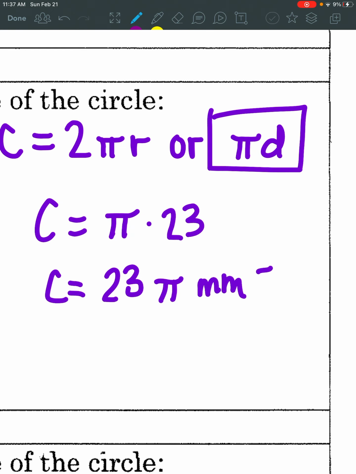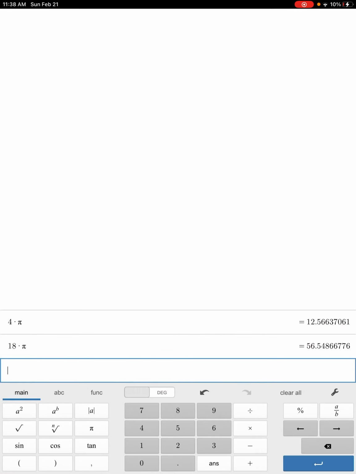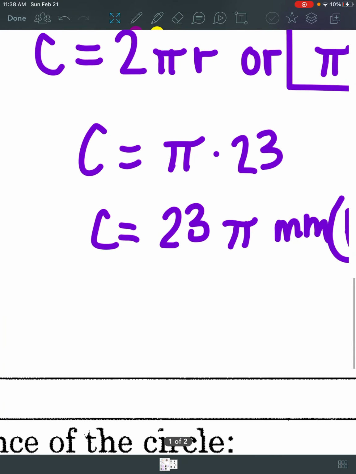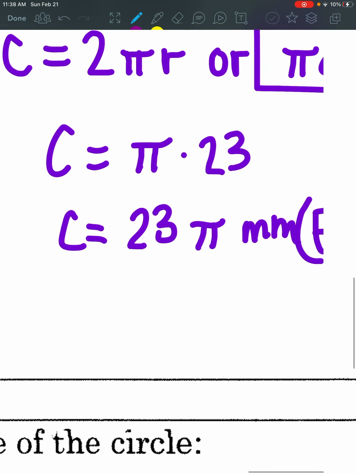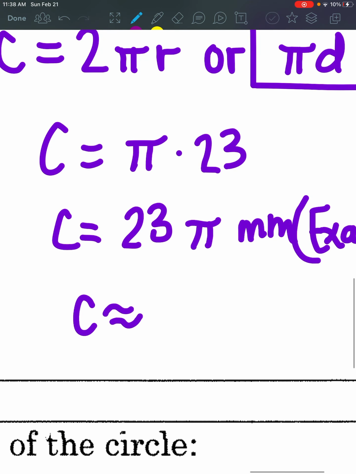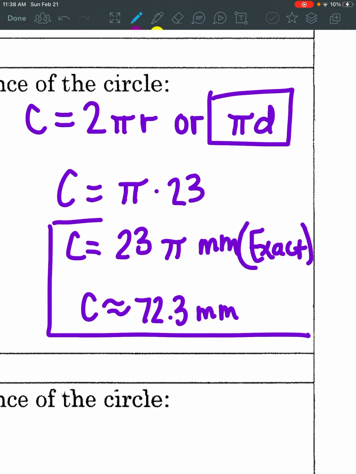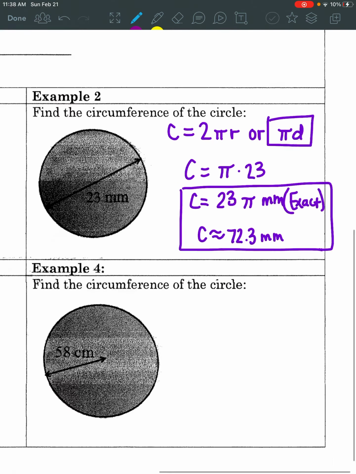That is our exact circumference. And then we can plug 23 times pi into our calculator to get 72.25. So if we're rounding to the nearest tenth, that 5 next to the 2 tells us we need to round up to 72.3. So the circumference is approximately 72.3 millimeters. That's our rounded circumference. So there are our two answers.